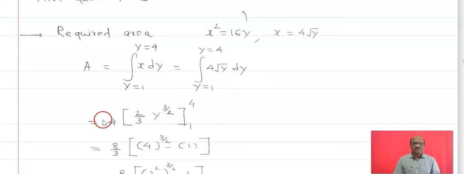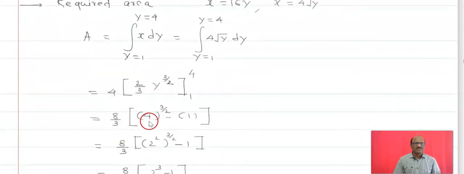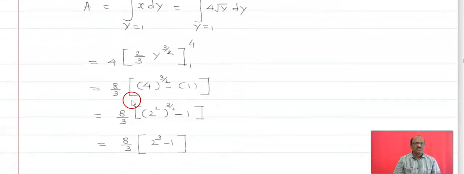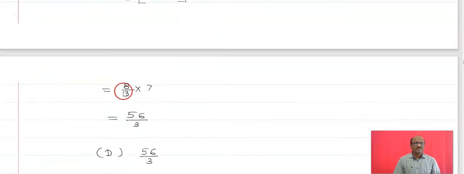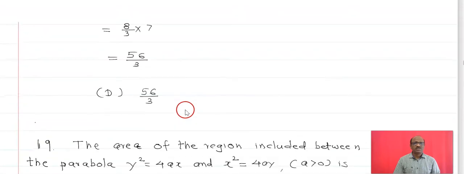Take 4 as common and find out the integral of root of y. It's y raised to 3 by 2 upon 3 by 2, multiplied by the reciprocal, it is 2 by 3, from 1 to 4. Replace y by 4. That is 8 by 3 and 4 raised to 3 by 2 minus 1 raised to 3 by 2. 4 means 2 squared, raised to 3 by 2. This 2 get cancelled. 2 raised to 3 means 8 minus 1. That is 7. That is 8 by 3 into 7, that is 56 upon 3. And hence option D is the correct one.